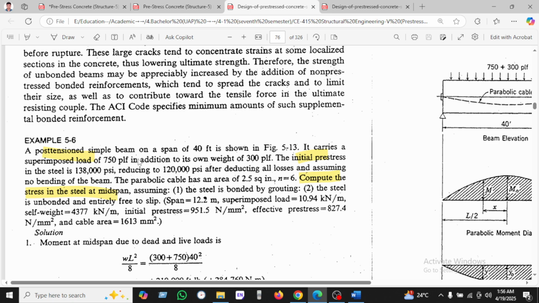A post-tensioned simple beam is given. The beam is 40 feet and shown in the figure. It carries the superimposed load 750, and its own weight, the initial prestress is given, and the reducing error. And after reducing, all the assumptions: no bending of the beam, the parabolic cable is given, at square inch. Compute the stress in steel at mid span, assuming this grouting and steel unbonded, early slip and span. All the data is given here.